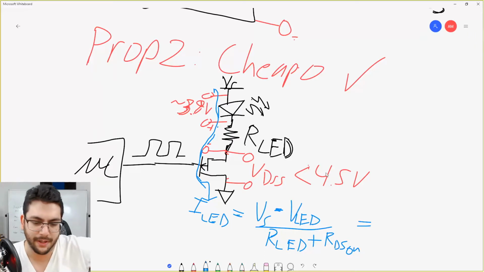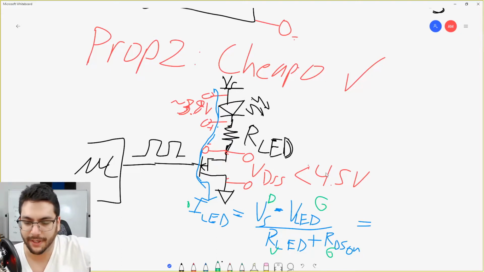So let me just put a little green check to everything that I know. Okay, so I'm gonna put a little D here. That's desired. I haven't chosen this yet, but it'll be a desired amount. VLED is given. That's G for given. RLED is the variable. That's the thing I'm choosing for. And RDS on is given. Right, it's in the data sheet. So VLED and RDS on are both in the data sheet.